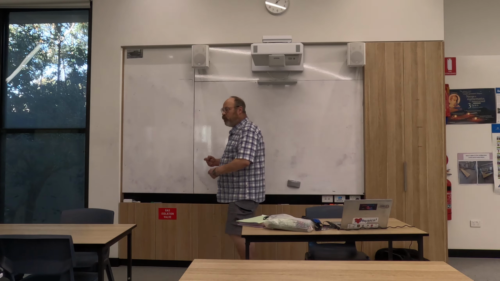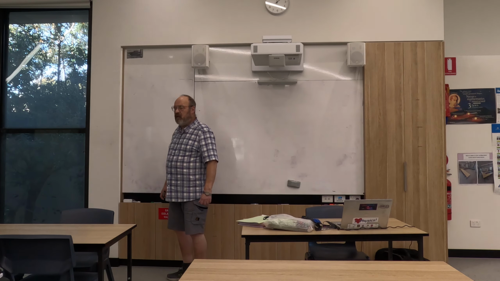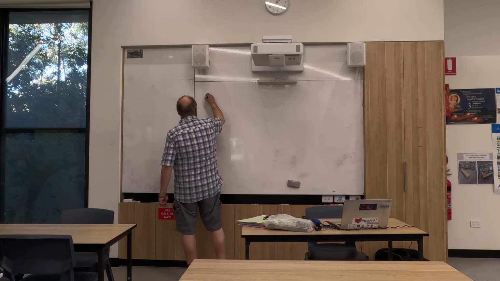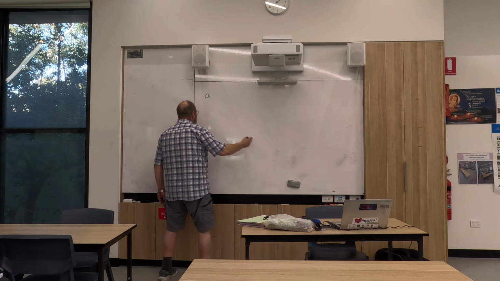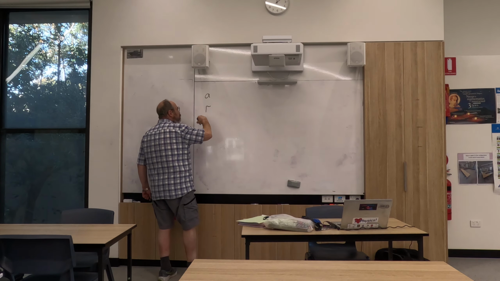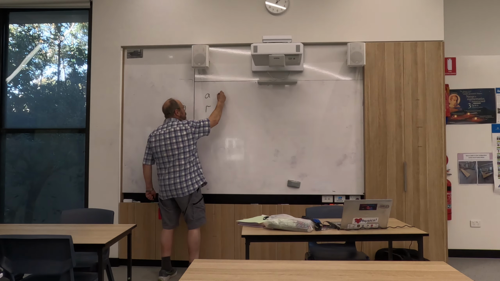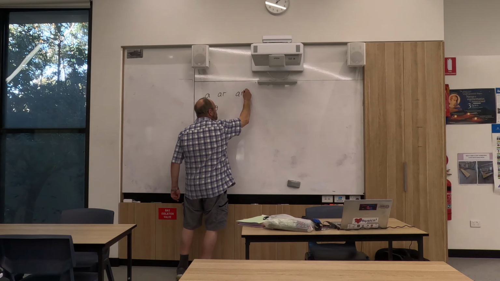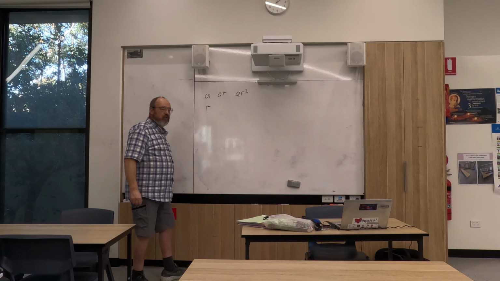So if we have the first term A, and the common ratio is R, then the second term will be A times R, then A times R squared, and so on.